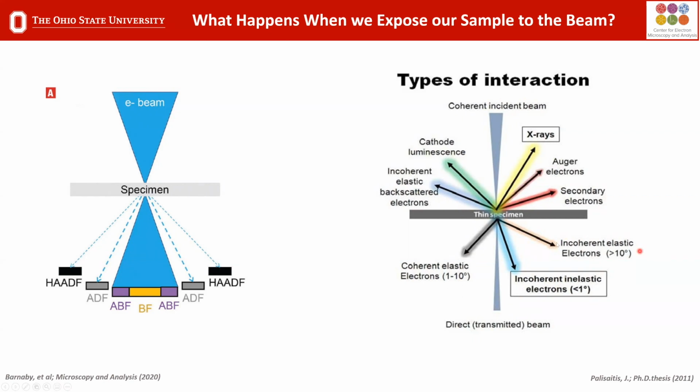We also have these incoherent elastic scattered electrons. This is what forms the HADF image. These are high angle scattered electrons, Rutherford scattered electrons. And so they're important too, and these are going to be the two main signals we use in this process and talk about today.